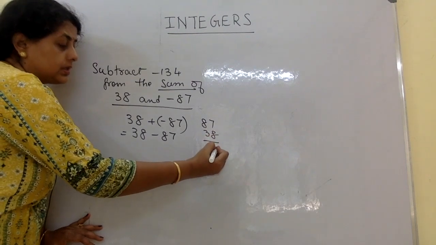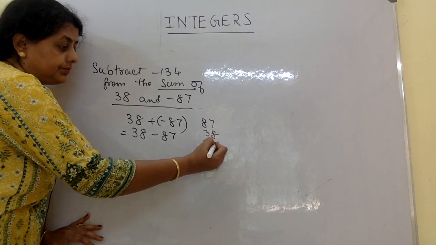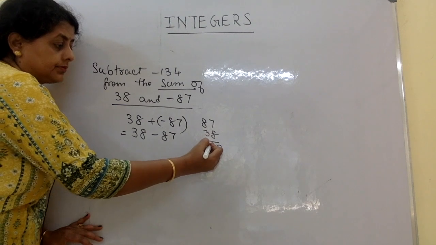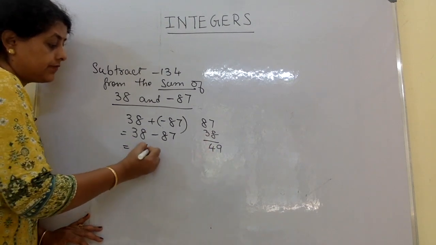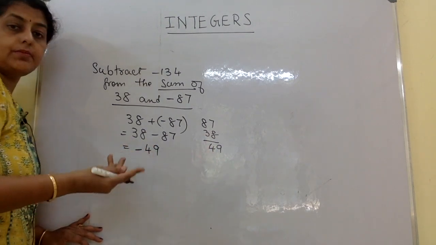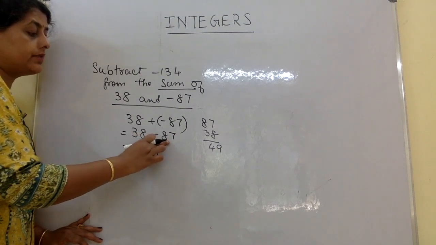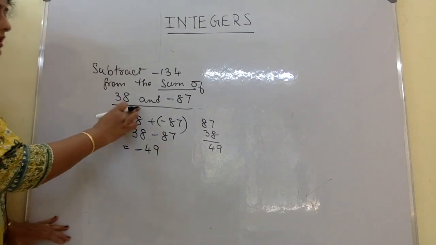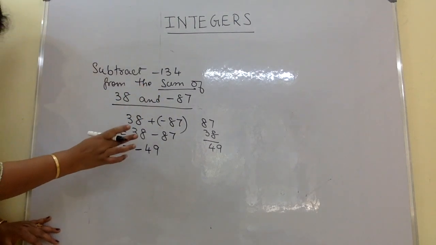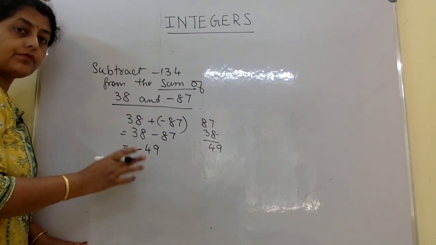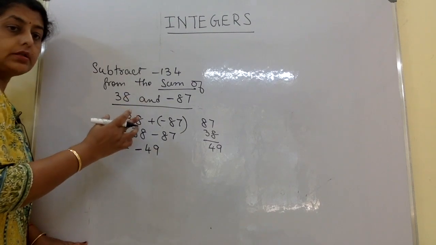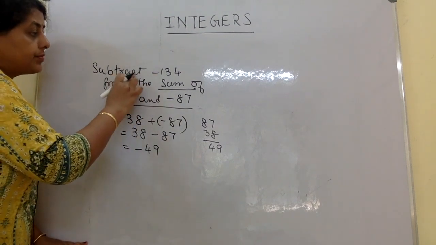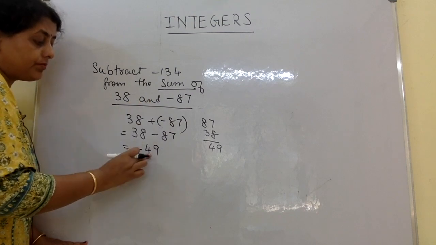So this is 49. This is 49 minus. Why minus? Because the 87 is bigger in magnitude, it has a minus sign, so we'll put the minus. So we got the answer for this part. Now we'll come to the rest of it, that is subtract minus 134 from minus 49.